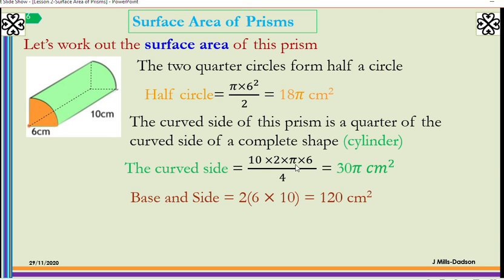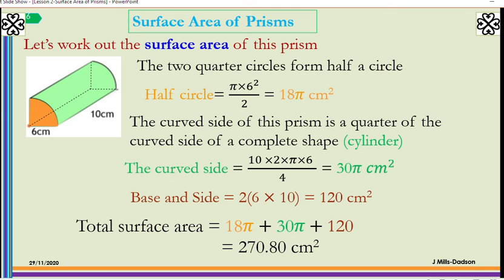So now the total surface area is the 2 quarter circles plus the curved side plus the base and the side. And that will give me 270.8 cm squared. That is why you don't have to rush and think, oh, this looks like a quarter of a cylinder, so you work out a cylinder surface area and divide by 4. You will get it wrong. That will only be part of the answer.